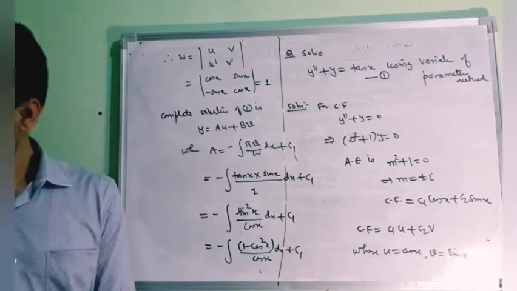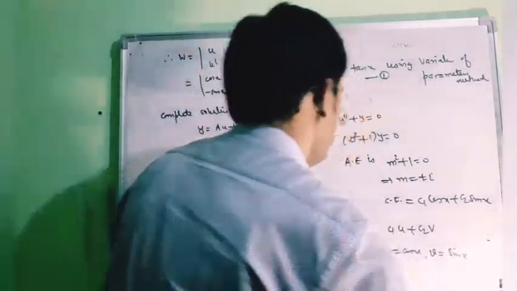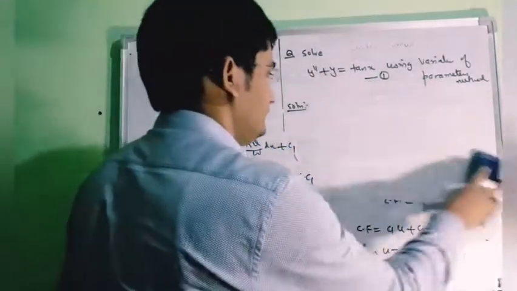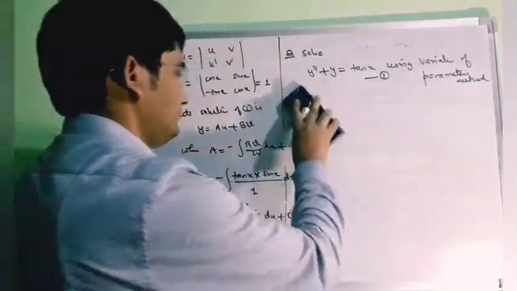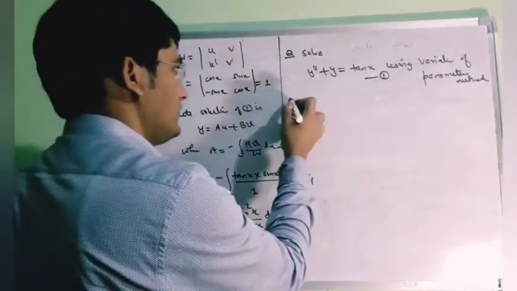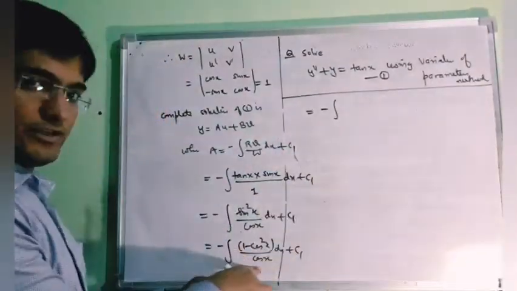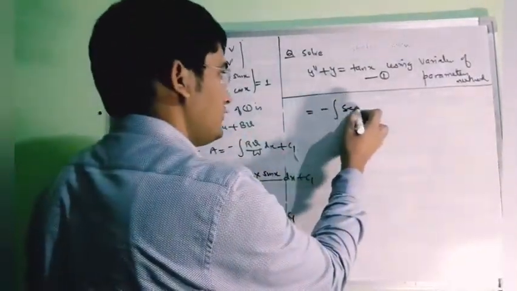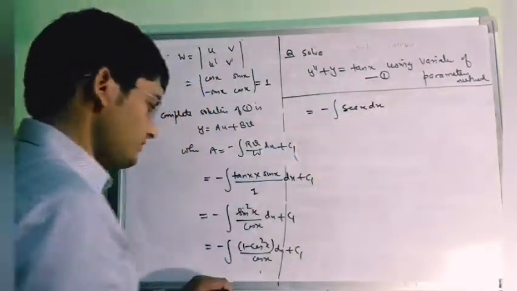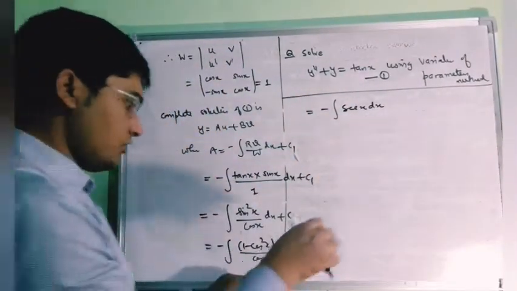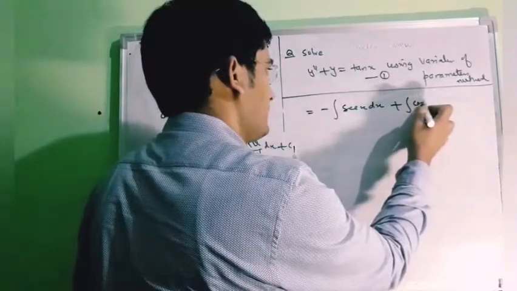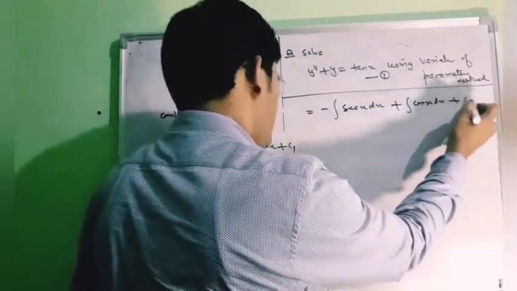So this is equal to, now 1 upon cos x will be sec x. So we have the first integral as integration of sec x. Then this will be your plus cos x. Then the constant of integration.